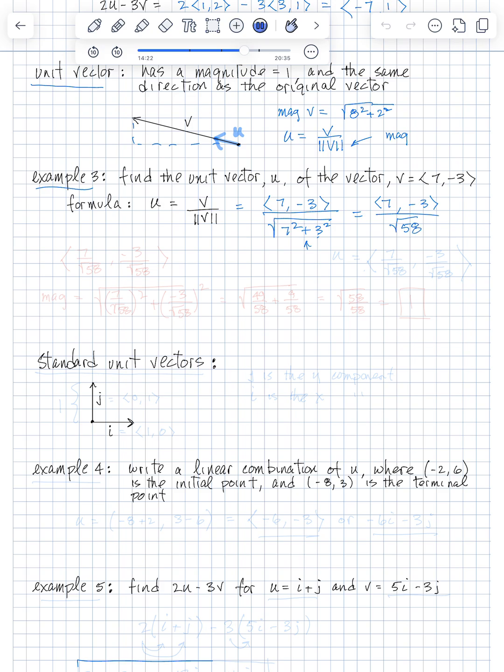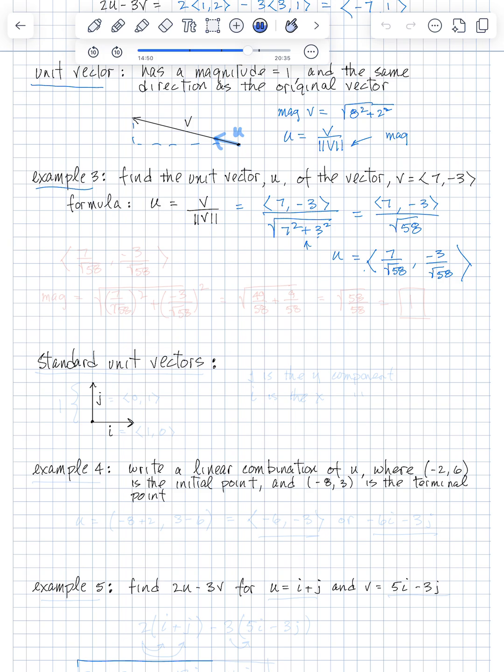But then we want to break it up into the x and y components. It's still a vector, so it's a unit vector. u equals 7 over square root of 58, comma, negative 3 over square root of 58. So that's the unit vector.